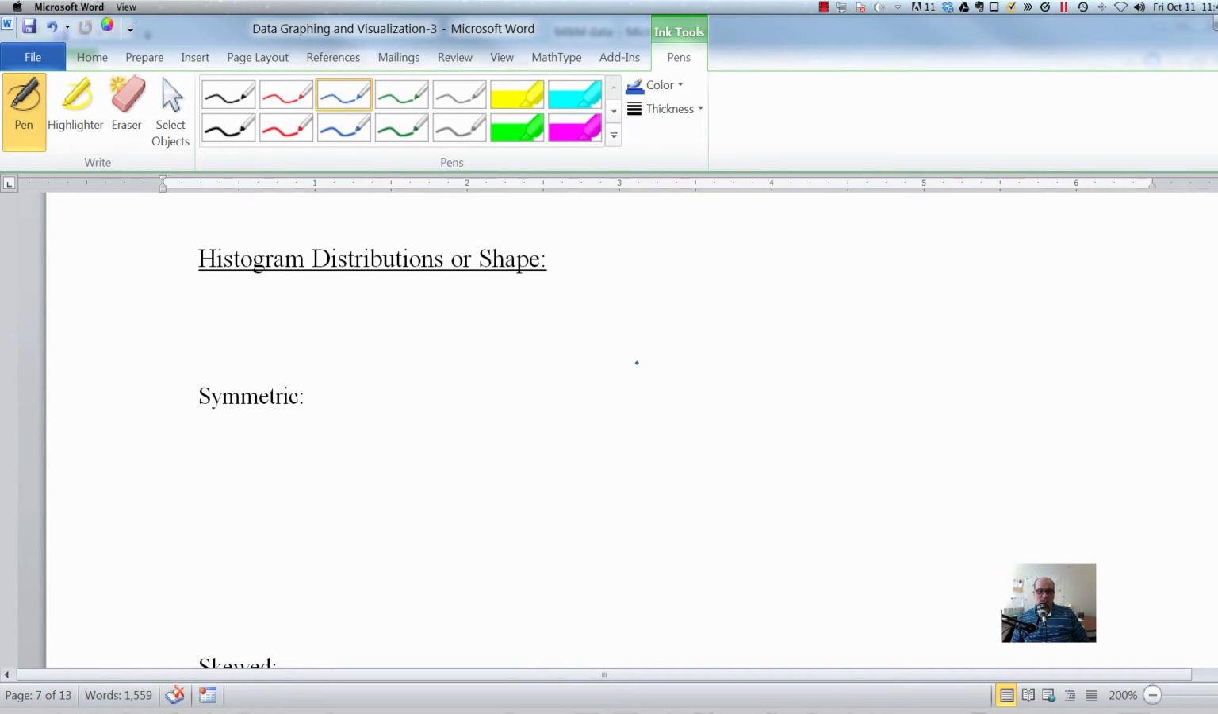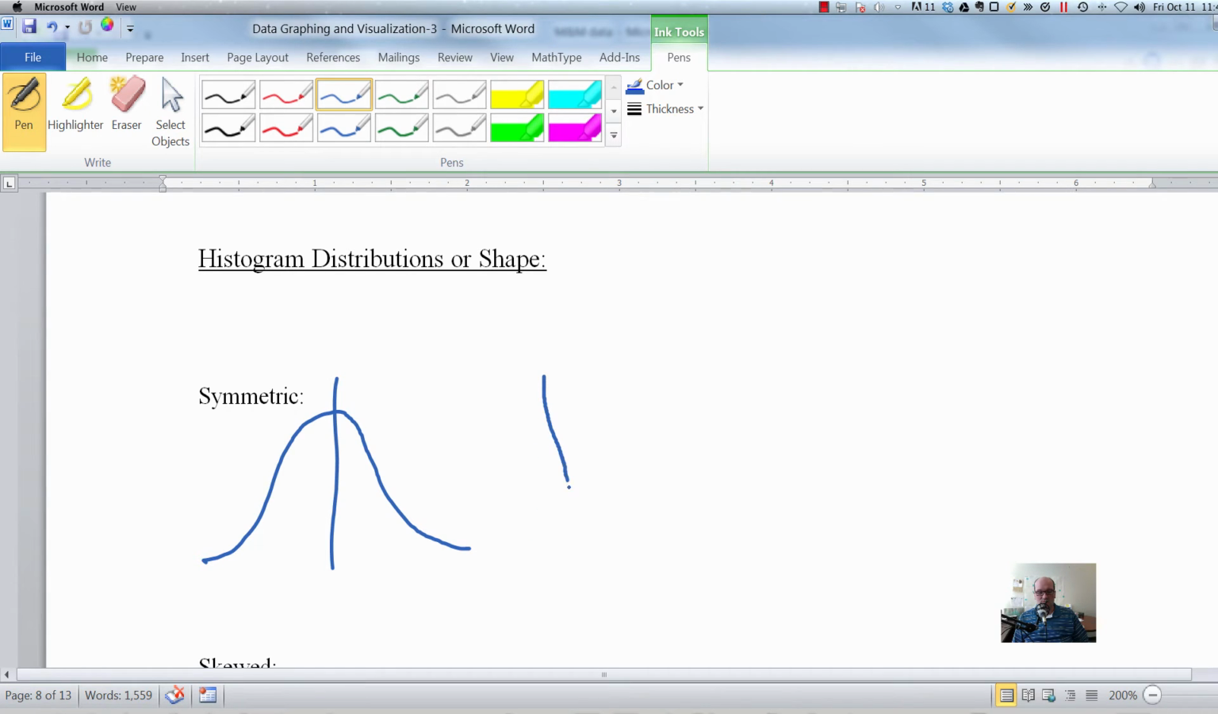So let's talk about different types of shapes of histograms. A symmetric shape is one that is the same on both sides. Whoops, that one is not very good, but pretend it is. Just pretend that this looks the same on both sides of this line. So that's what symmetric means. A bell-shaped distribution is symmetric.